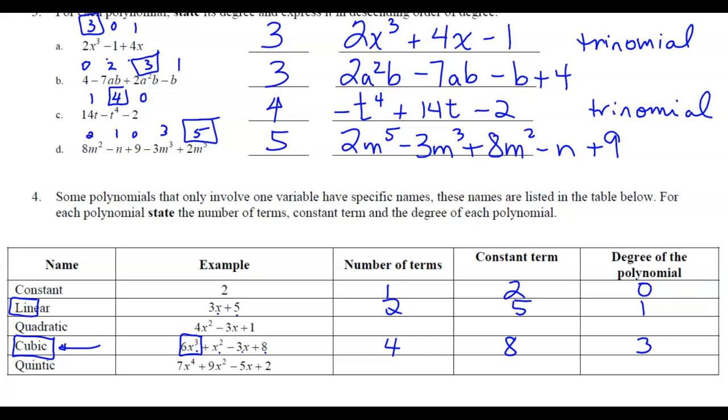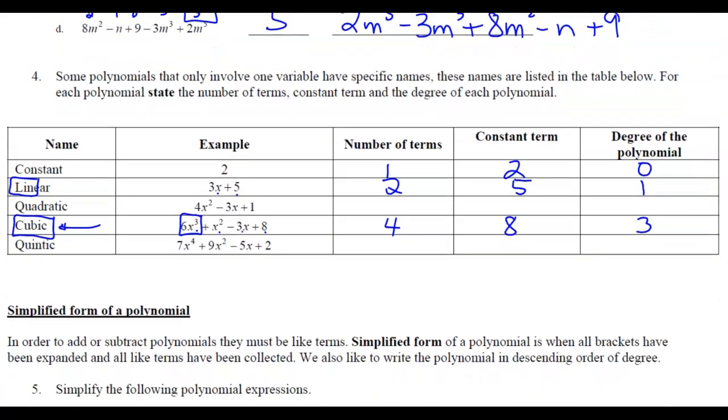In Math 11, whether you take 20-2 or 20-1, you're going to spend a lot of time talking about quadratics. So quadratics is degree 2. Okay, so that has degree 2. In this case, it has 3 terms. It doesn't have to be 3. And the constant term is 1. Okay.